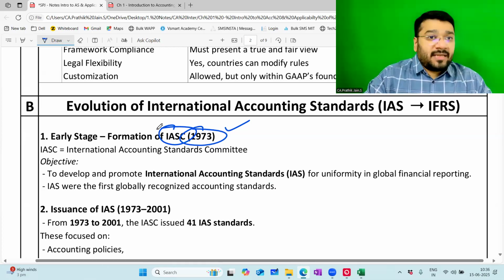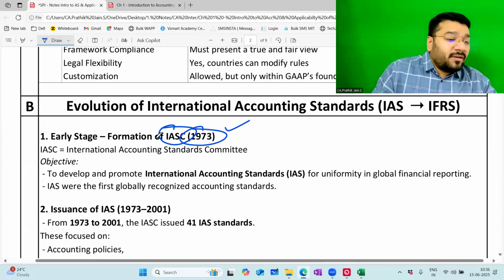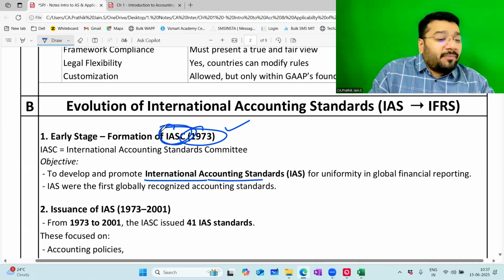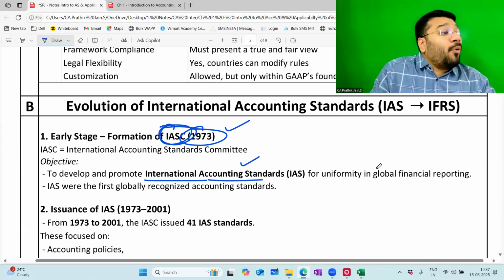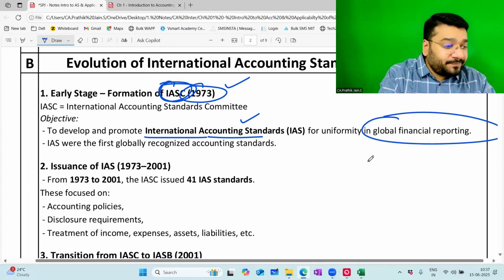The IASC is a committee constituting members from different countries. The experts in the respective countries from the accounting field came together, formed this committee, and developed standards by the name IAS. What is that called? International Accounting Standards. This is used to prepare financial statements as per the global financial reporting norm. It's a global level of financial reporting.